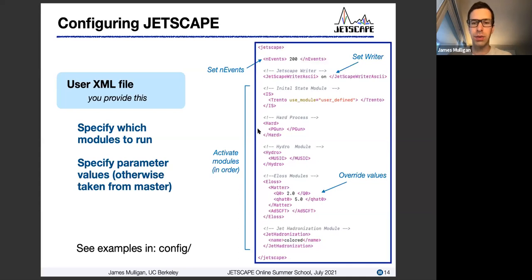Just to emphasize, whatever modules you list here will be the ones that will be activated. So if I list an initial state here, JETSCAPE will add and run an initial state module. If you didn't want to run that module, you should just omit it from your user file. Similarly, if there are a bunch of different options for the exact physics module to run within, say, the jet energy loss, if I put in MATTER here and AdS/CFT, then those two will run, but the other three jet energy loss modules that are possible will not run. They will just sit in that master XML file, but they will not actually be run unless they appear explicitly in your user XML file.